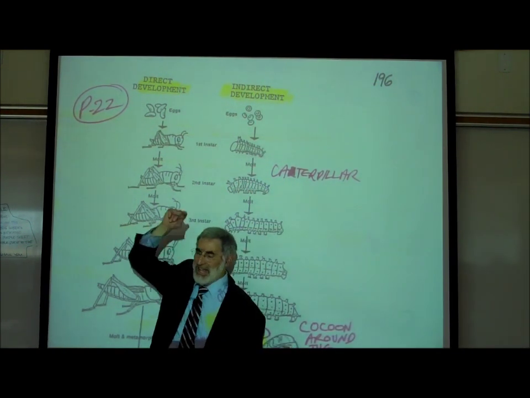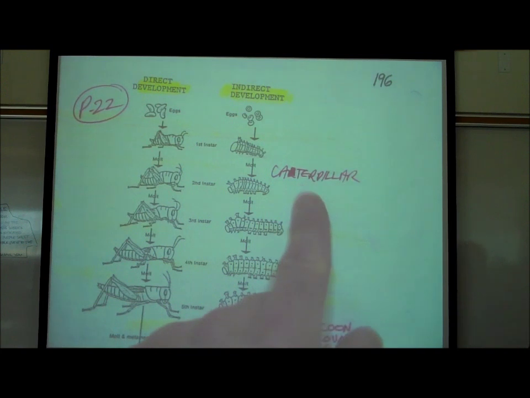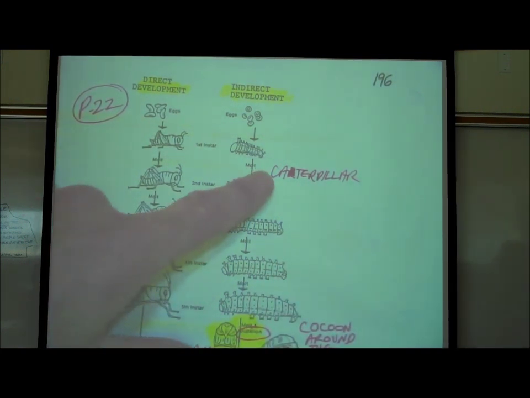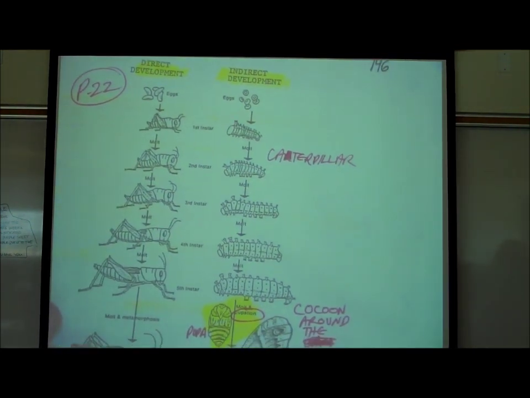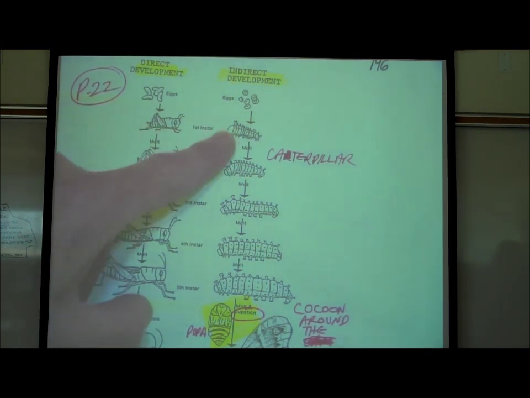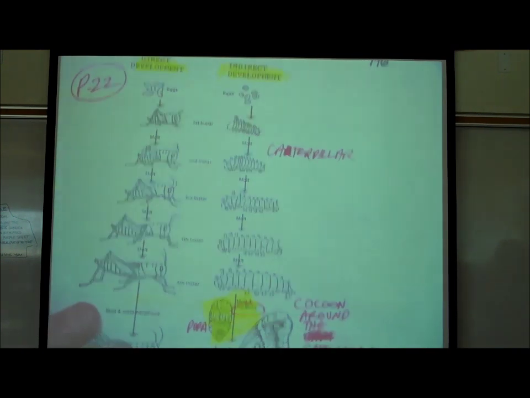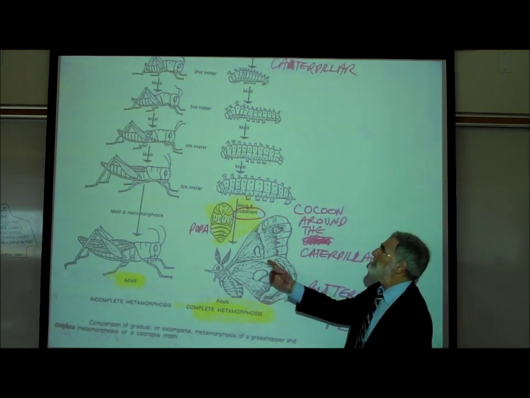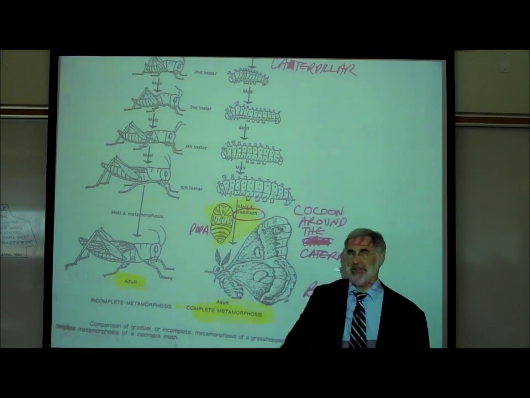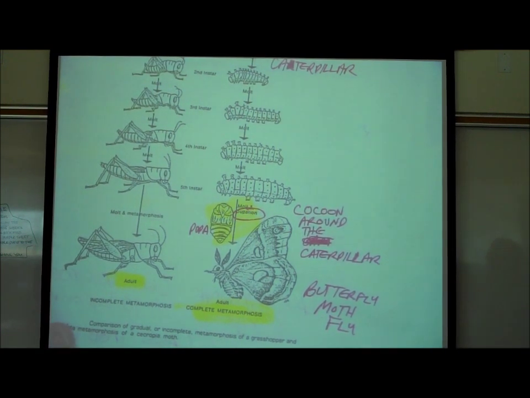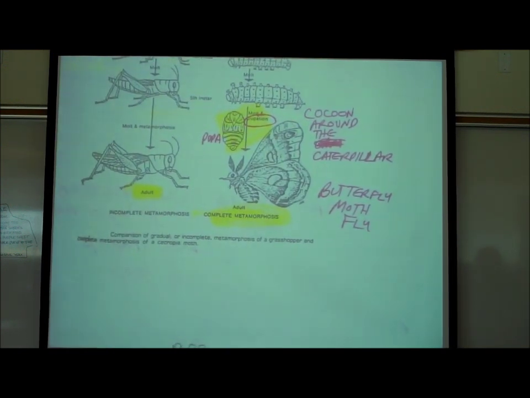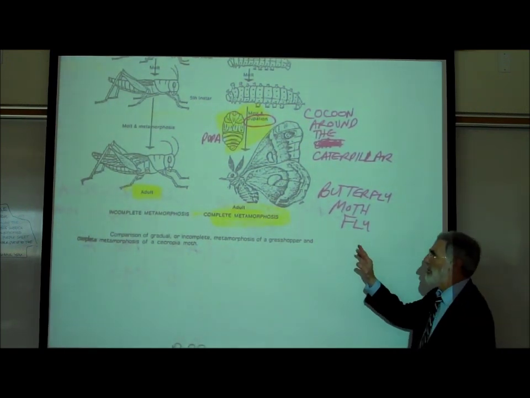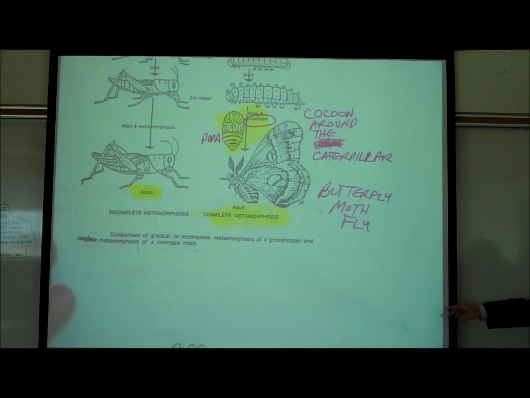What's hatching from these eggs is a caterpillar. The caterpillar, like the grasshopper, grows and then it sheds its outer skin, it molts, it grows, it sheds its outer skin, that's called molting. But at some point, it forms a cocoon around itself, and it undergoes a dramatic metamorphosis, a dramatic change in shape, where it changes from a caterpillar to a flying butterfly or moth or fly.